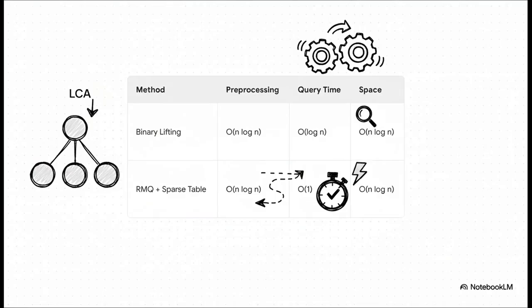If we use a cool data structure called a sparse table for our setup, both methods actually take about O(n log n) time and space to get ready. But here's the kicker, the query time. Binary lifting gives us a very respectable O(log n) for each query. But the RMQ method? It's O(1), constant time. That means once that setup is done, finding an LCA is basically instantaneous, no matter how gigantic the tree gets.